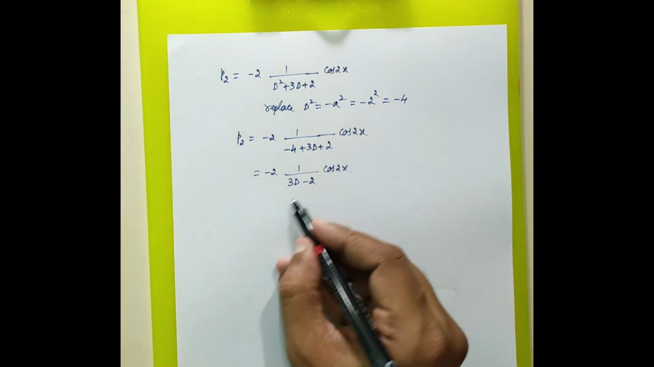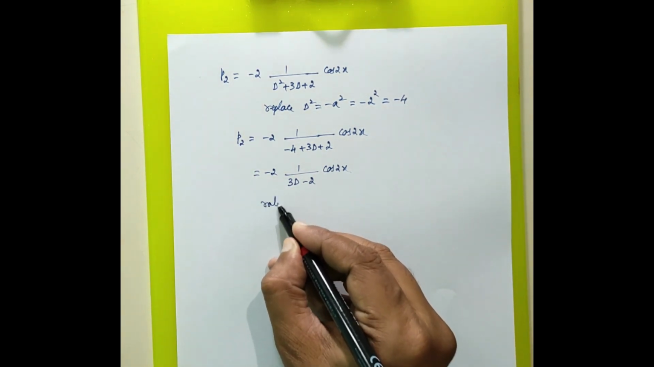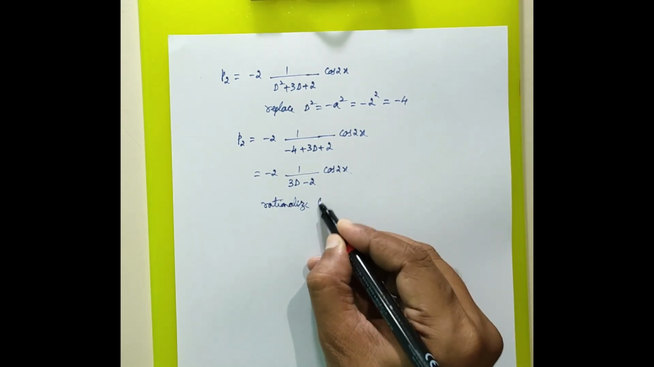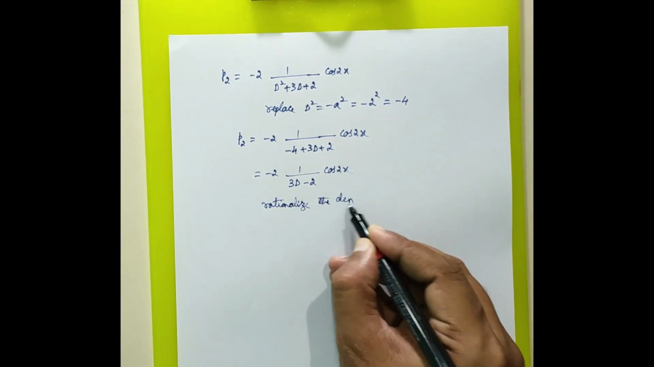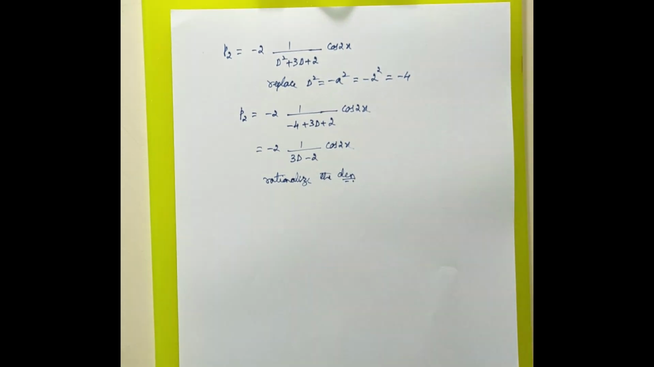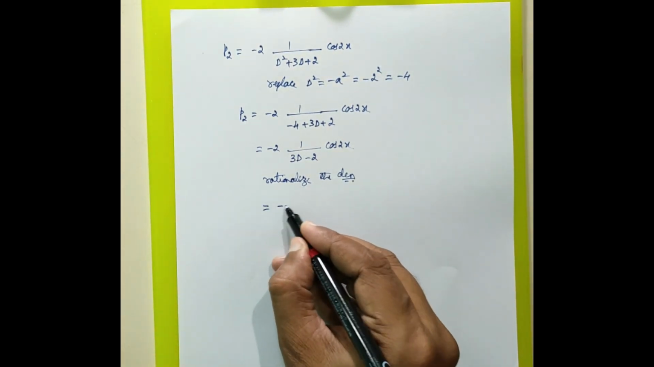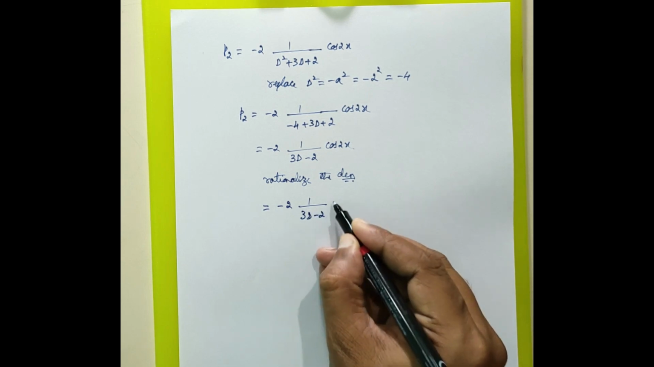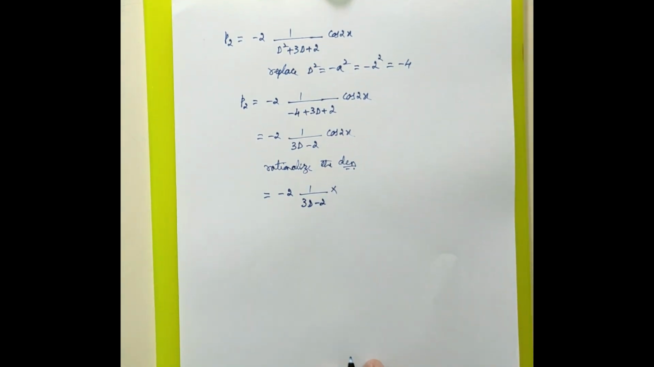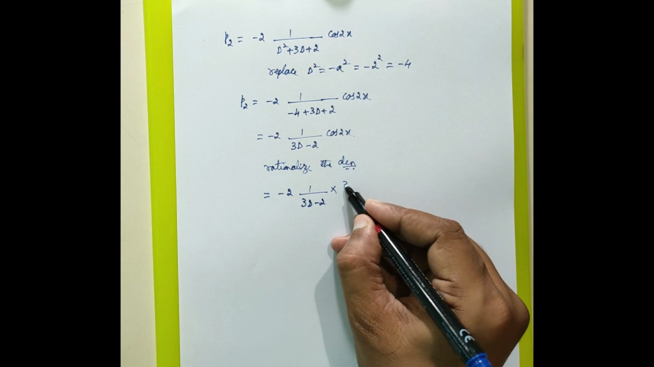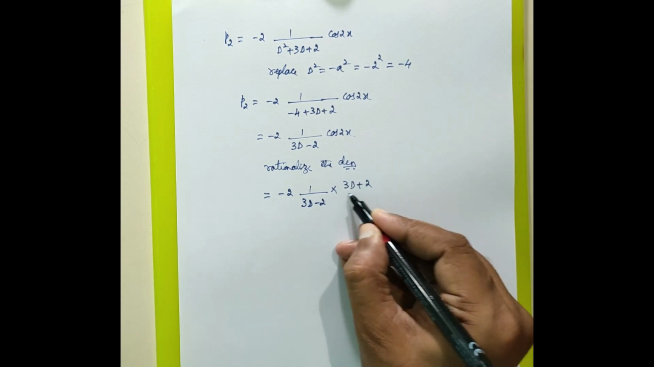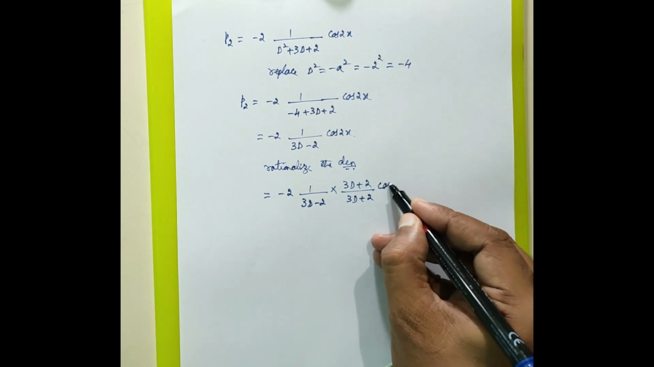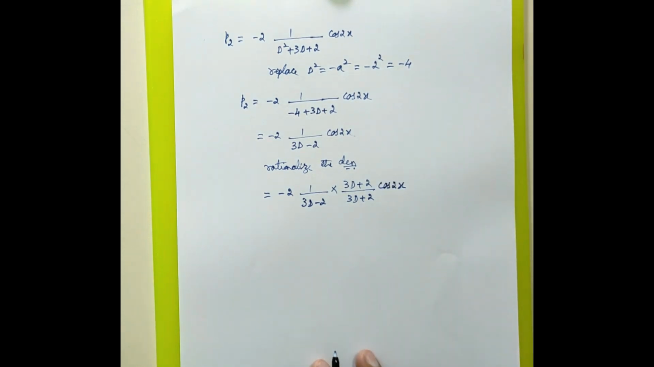So once again we'll try to rationalize the denominator. If you try to rationalize the denominator, we get the value as minus 2 times of 1 by 3D minus 2. So the rationalizing factor for 3D minus 2 will be 3D plus 2 divided by 3D plus 2 times of cos 2x.